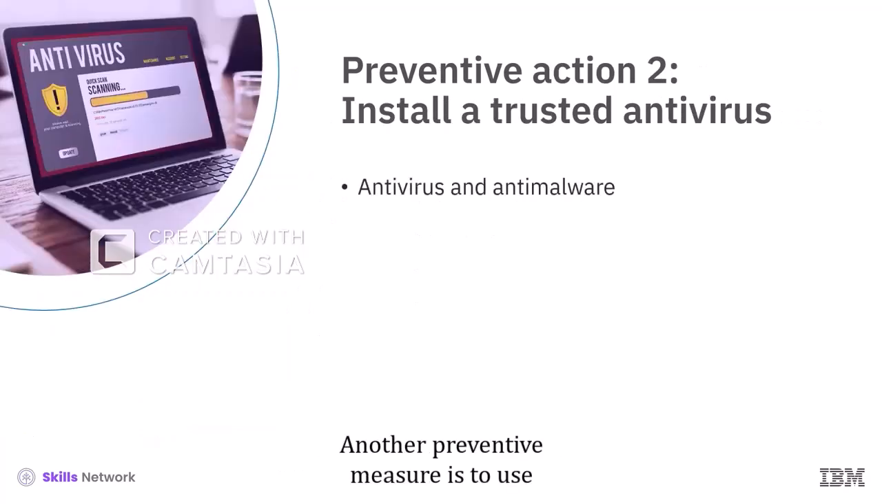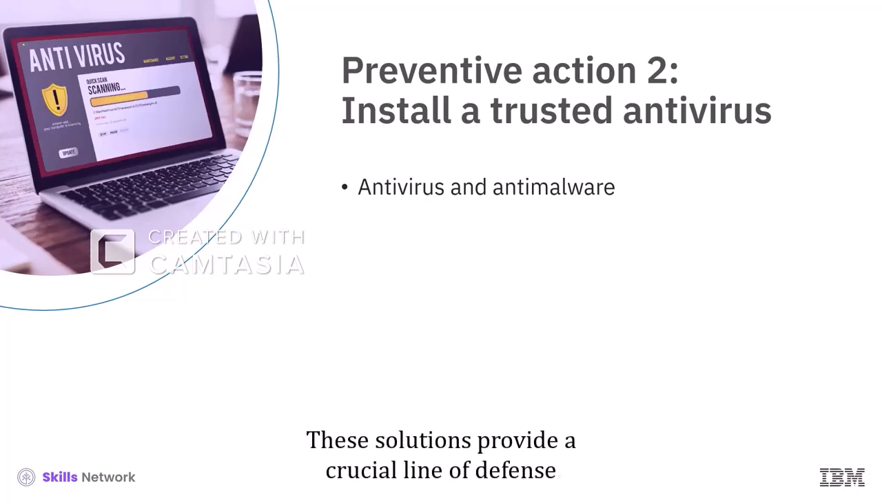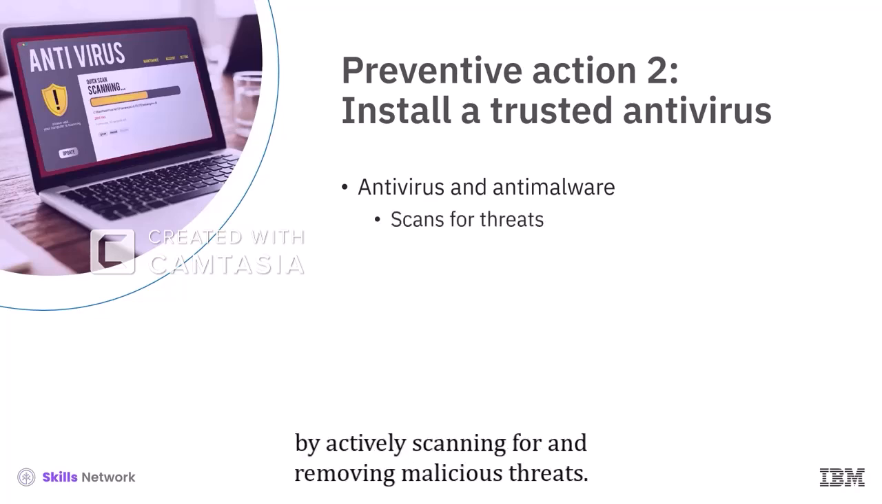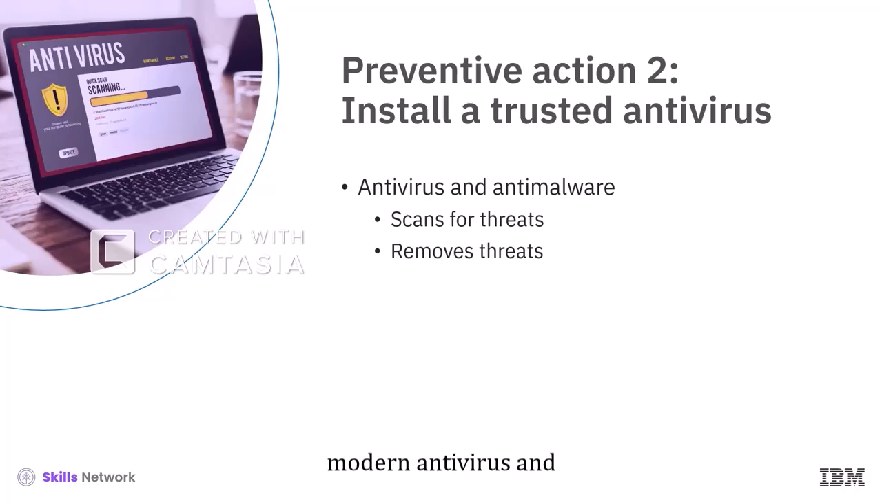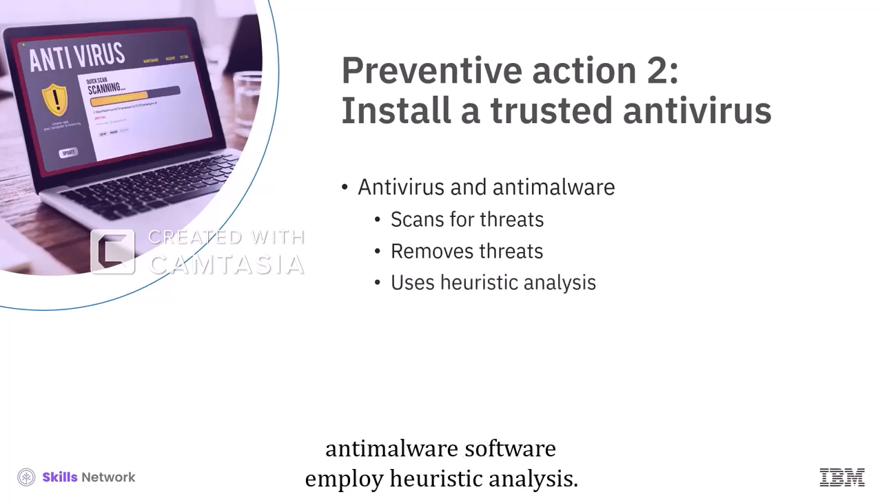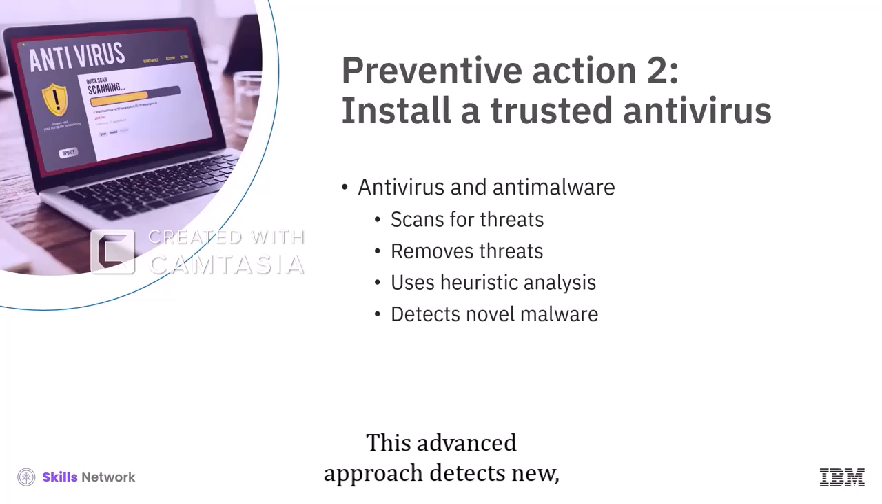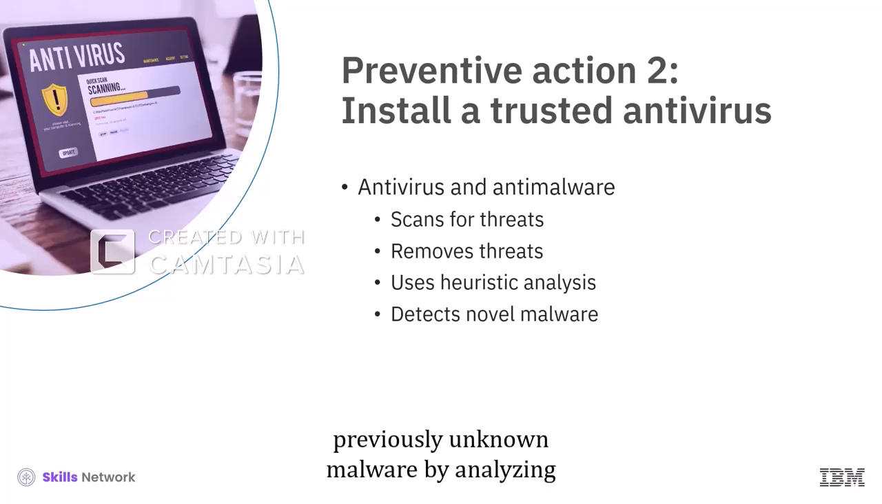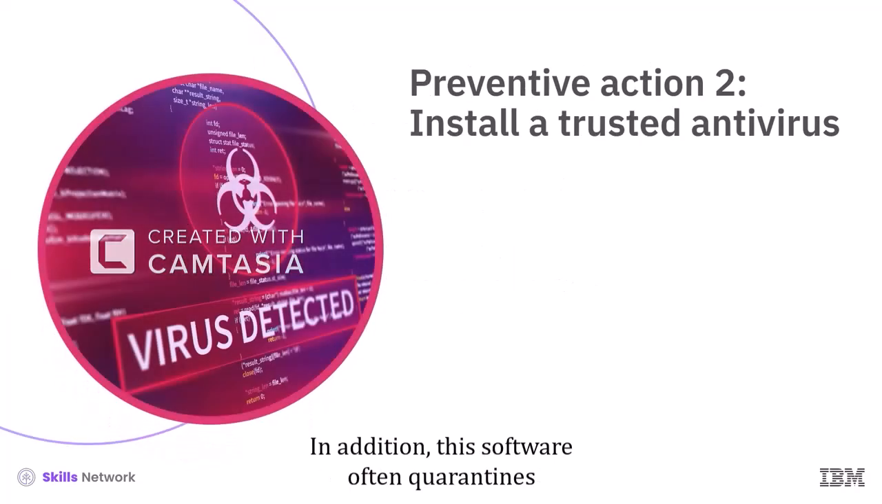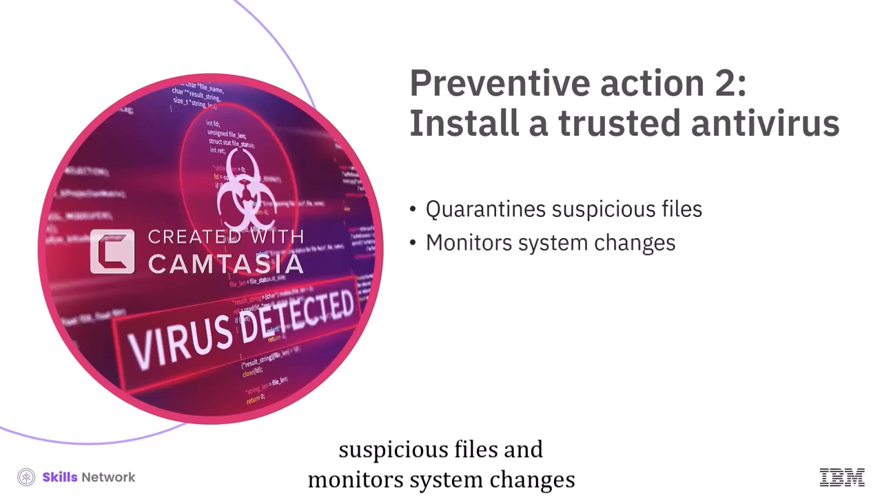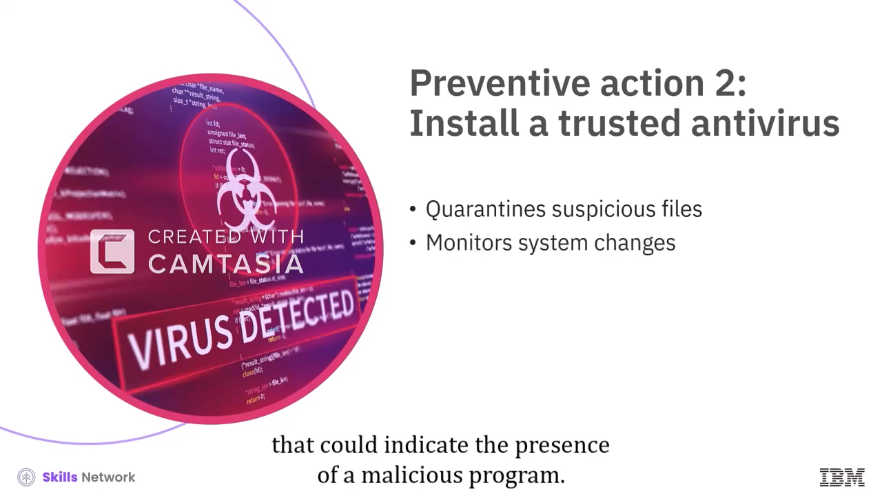Another preventative measure is to use reputable antivirus and anti-malware software. These solutions provide a crucial line of defense by actively scanning for and removing malicious threats. In addition to scanning for known threats, modern antivirus and anti-malware software employ heuristic analysis. This advanced approach detects new, previously unknown malware by analyzing patterns and behaviors akin to known threats. In addition, this software often quarantines suspicious files and monitors system changes that could indicate the presence of a malicious program.